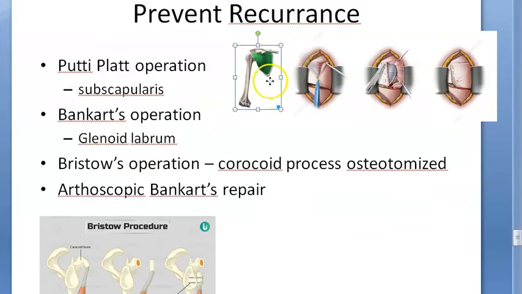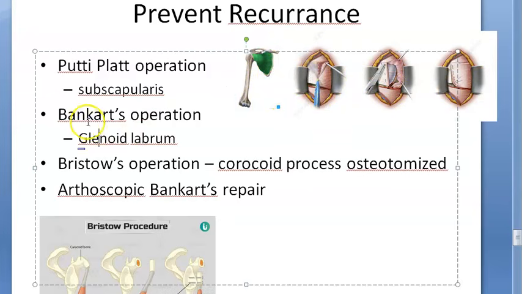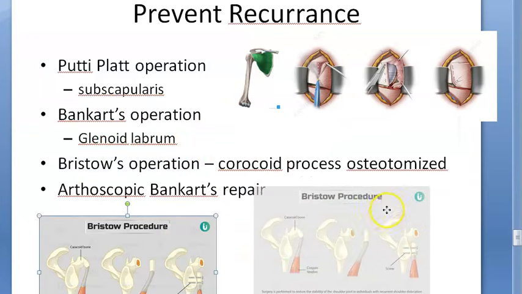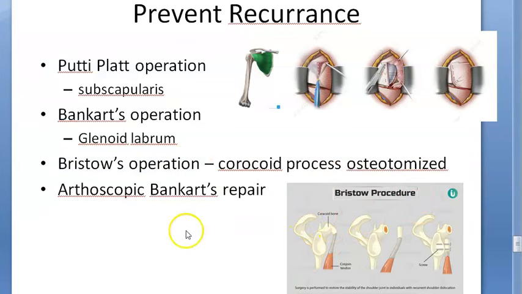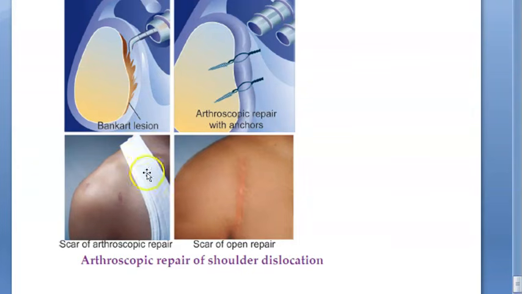You can do the Putti-Platt operation, where you are working on the subscapularis muscle, double breasting of the subscapularis. Then Bankart's operation, where you are working on the glenoid labrum, right? And then coming to Bristow's operation, you are working on the coracoid process, that is the osteotomy. You are cutting part of the coracoid process and fixing it lower below, so that anteriorly you can give some support to the joint, that is Bristow's operation. Then you have the arthroscopic Bankart repair, where you are going through the scope and fixing the Bankart lesion. So this is very cosmetically appealing.